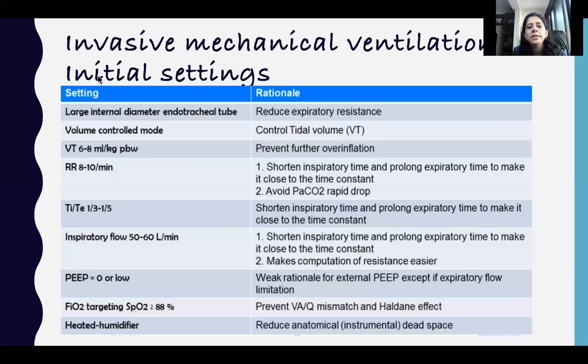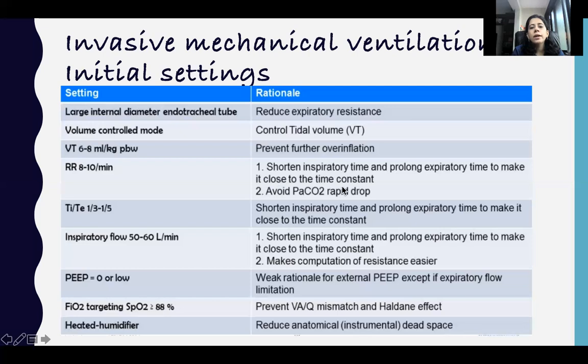The tidal volume should be set as 6 to 8 ml per kg to avoid any further overinflation, because our alveoli are already overinflated. The respiratory rate should be short enough or less, even up to 8 per minute, and at times if the dynamic pulmonary hyperinflation is very high, it can even be as low as 6 per minute, because this will help us prolong the breath time and further shorten the inspiratory time and prolong the expiratory time to allow complete exhalation, or to bring it close to the 3 time constants that we want for our diseased alveoli or our over distended alveoli.